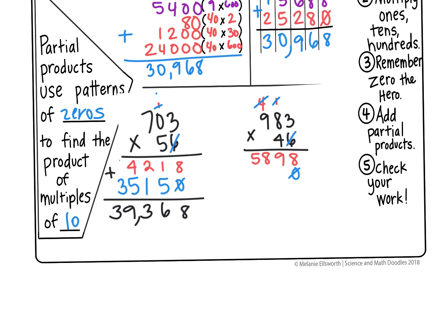Then you put your placeholder, you mark everything out that you've already used, and then you start multiplying the 4 times all of the top numbers. So 4 times 3 is 12, carry your 1. 4 times 8 is 32, plus the 1 I just carried makes 33. Carry the 3 in the tens place. And 4 times 9 is 36, plus that 3 you just carried is 39. Those are your 2 partial products. Once you have those 2, then you add them together. And your answer should be 45,218.